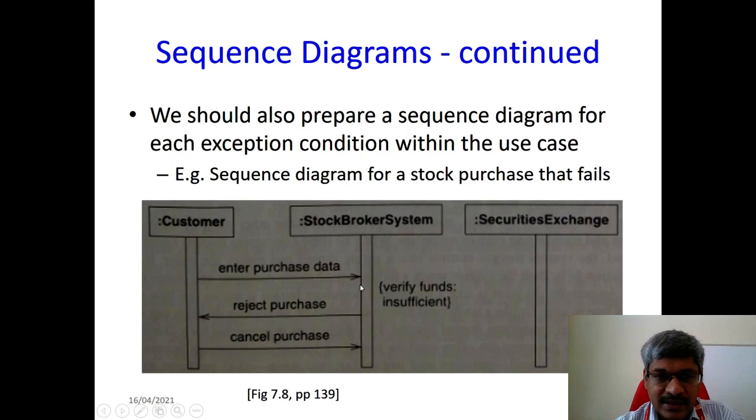This is another sequence diagram for the same stock purchase use case. But this is an exception condition where you don't have enough funds, and the stock purchase is failing here. This is the sequence diagram for that. So with the same objects, how the messages are exchanged in this particular case is shown in this sequence diagram.